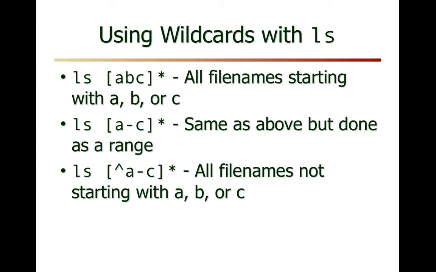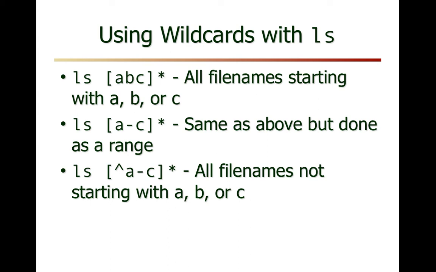So here's some more. ls, and then we got these brackets, and we're going to need these brackets coming up when we start using the tr command, which is in the next assignment. We put the bracket, and we go abc, close the bracket, put an asterisk in there. All file names starting with a, b, or c. Oh, that comes in handy.